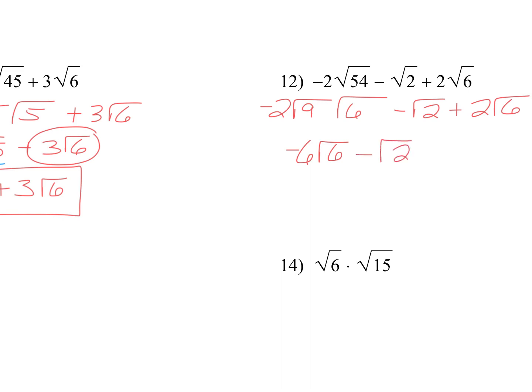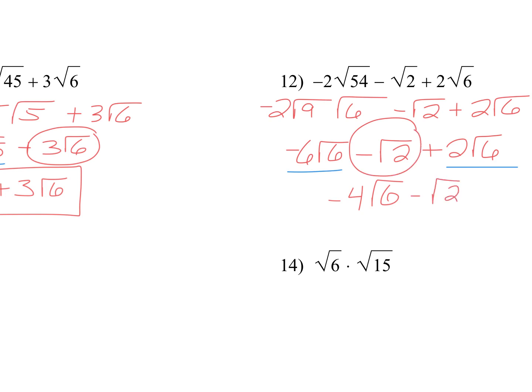Minus square root of 2. Plus 2 square root of 2. Square root of 6. What's the last thing I look for? Like terms? Do we have any? 6 and 6. What do I get when I combine those? Negative 4 square root of 6. And then with this, minus square root of 2. Bingo.